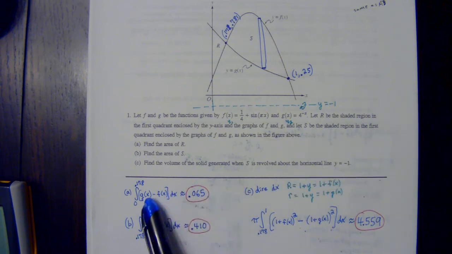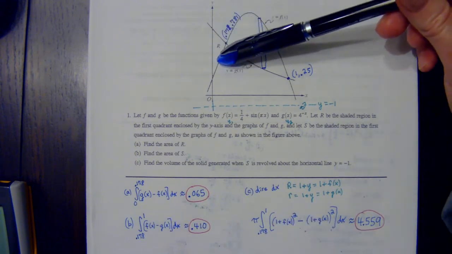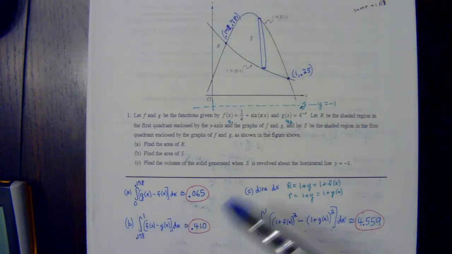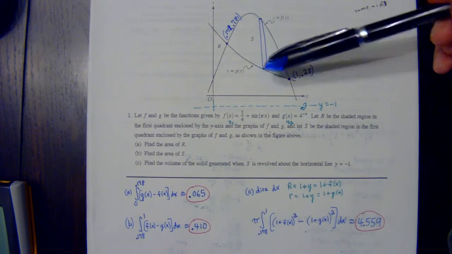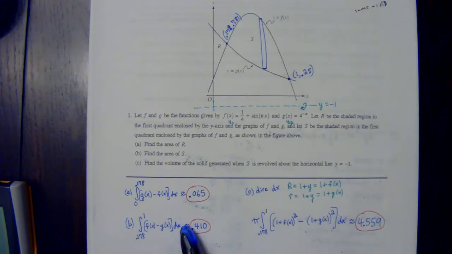But I just want to mention you can write that as G minus F. So for part A, again, you're going top curve minus the bottom curve. That was G minus F. Part B, you're going top curve minus the bottom curve because it's just two area problems. And you're using the X's that take you across that shape. So go left to right, use the X's that take you across that shape right there.